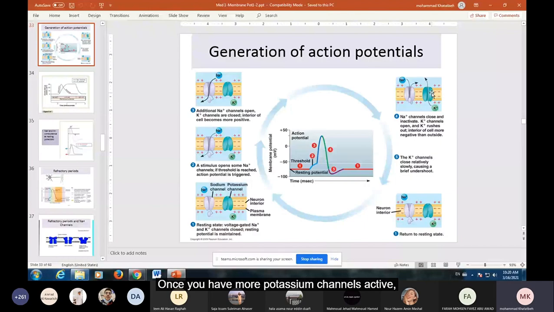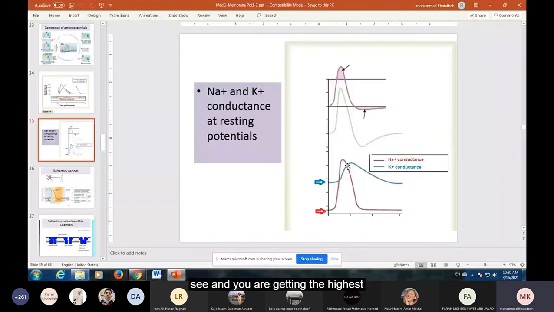Once you have more potassium channels active, what happens to the conductance for potassium? It is still increasing, as you see, and you get the highest conductance for potassium during that falling phase of the action potential. But at the tip here, you have inactivated these sodium channels. By inactivation of sodium channels and higher conductance for potassium, you get that potential returning back toward the resting state, which is the repolarization phase.